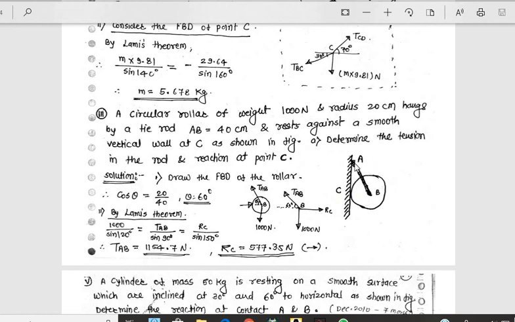Then the AB rope is there, so you have to cut this rope or wire and show the tension in AB. Here RC, the tension TAB and the weight are there. But for this diagram, Lami's theorem is not applicable, it is not a proper situation. So in this case we have to use the principle of transmissibility of force. This force we have to show on the same line of action, on this side.